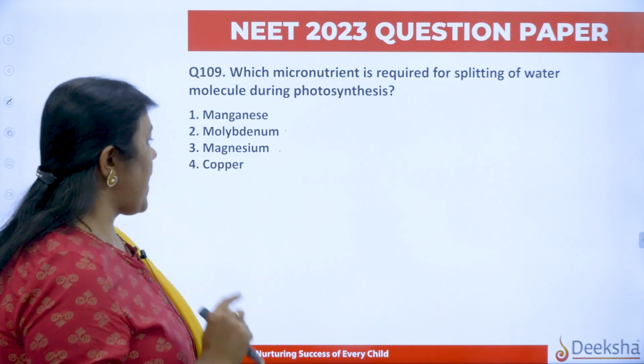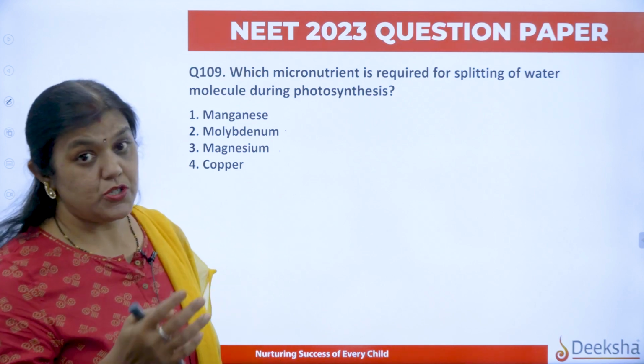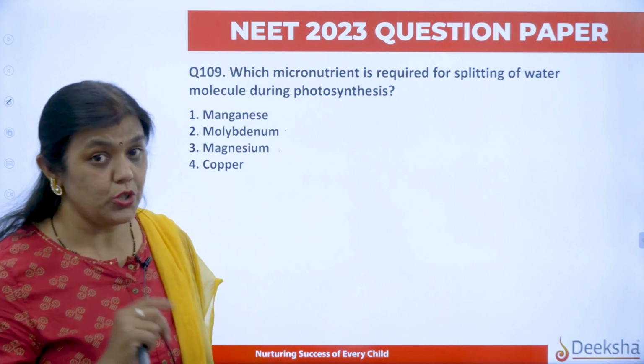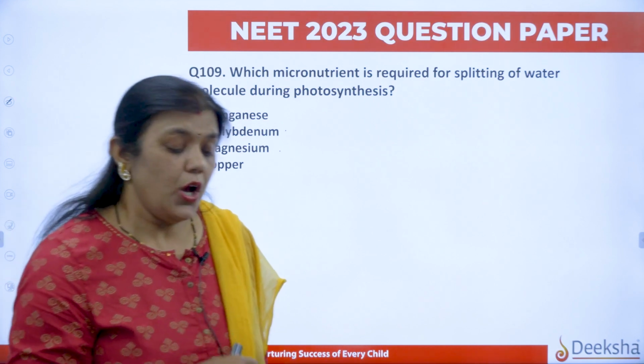Now here we have manganese, molybdenum, again magnesium, which is to confuse you. See, manganese and magnesium both are given. Sometimes you feel like, okay, it looks similar. And the fourth option is copper.